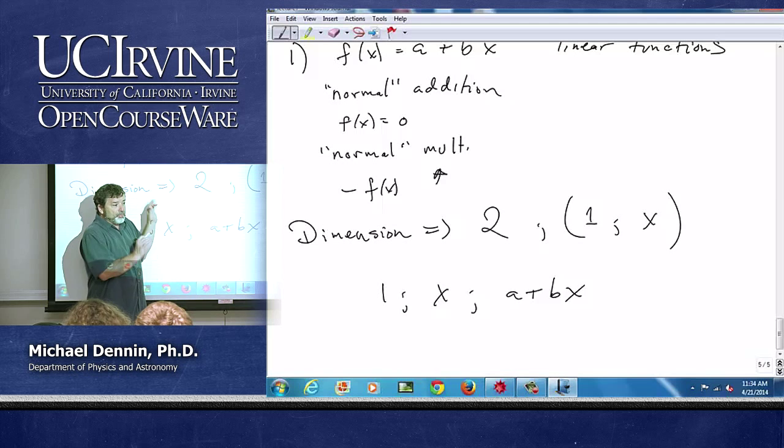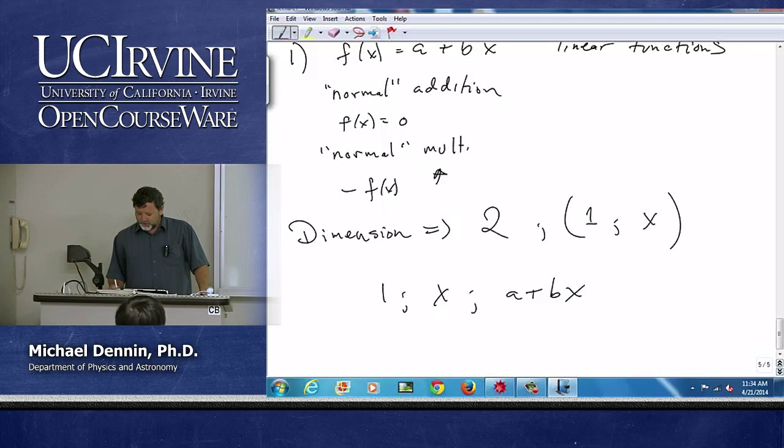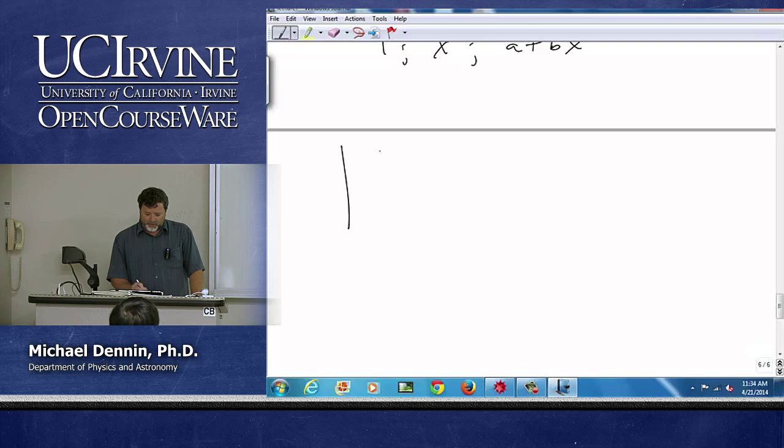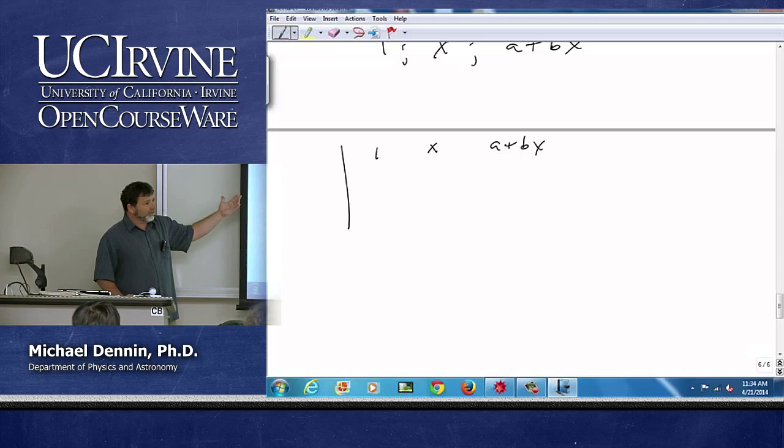This is a proof, at least good enough for us physicists. And that would actually probably be good enough for mathematicians. But just to show how it works, using the Wronskian, right? If I wanted to look at 1, x, and a plus bx, those are my three functions. I'm trying to ask if they're linearly independent.